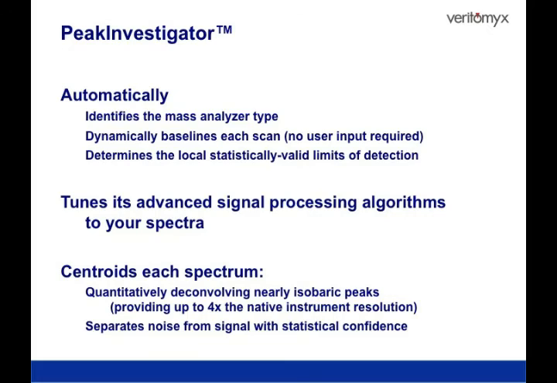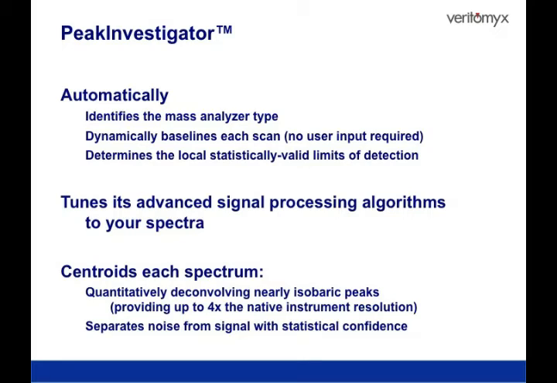When Peak Investigator processes your job, it will automatically determine your mass analyzer type and check the data files for self-consistency. If you try to mix scans from different projects or covering different mass ranges together, it will reject the job. PI uses proprietary baselining and thresholding algorithms that are fully automatic and locally adaptive within each scan, so you always get the same result and don't have to guess at what will work best.